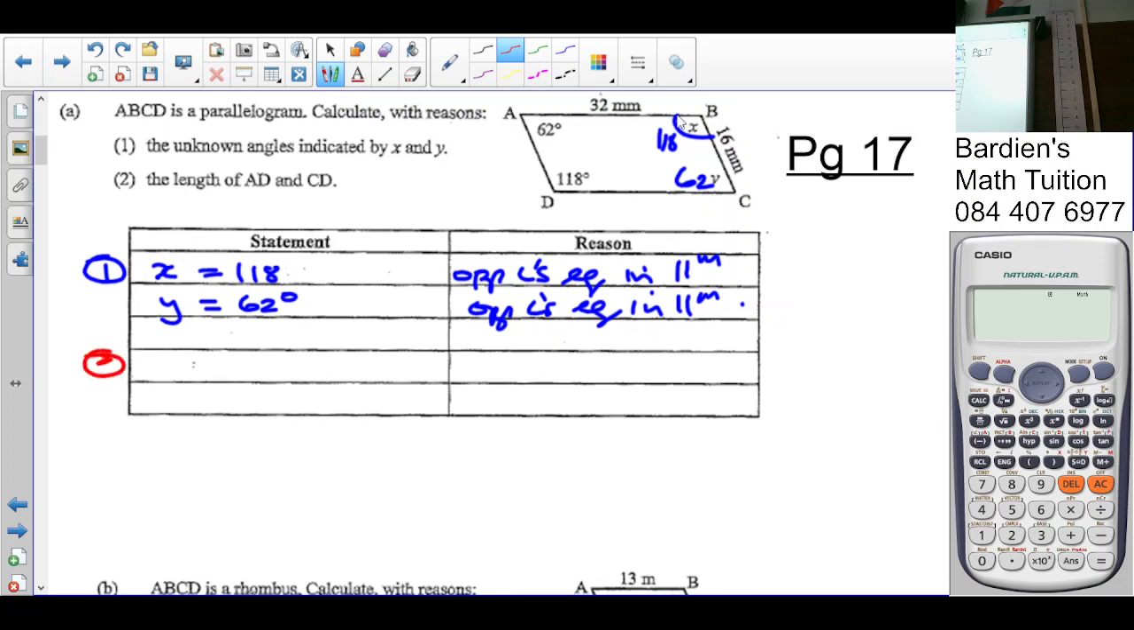Number 2 says the length of AD. What's the length of AD? So AD is equal to 16 millimeters. Why? Opposite sides equal in a parallelogram. You can't just say opposite sides are equal. You can't just say properties of a parallelogram. You must say what I'm writing there, or two pairs of opposite sides equal in a parallelogram.